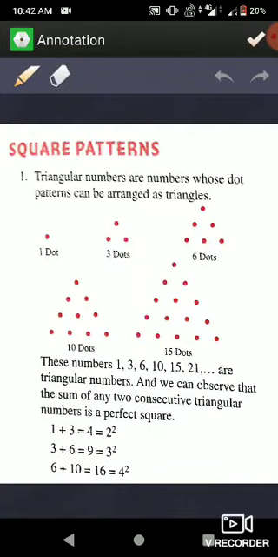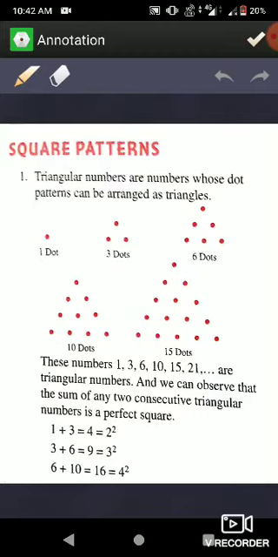Class 8. Today is the first lecture of Chapter 3, that is Squares and Square Roots. In this chapter we are going to discuss square patterns. It means that we are going to learn squaring of some particular numbers without actual multiplication. As all of you know, actual multiplication takes too much time, so we are going to discuss some patterns by which we can make squaring easier and more comfortable for us.